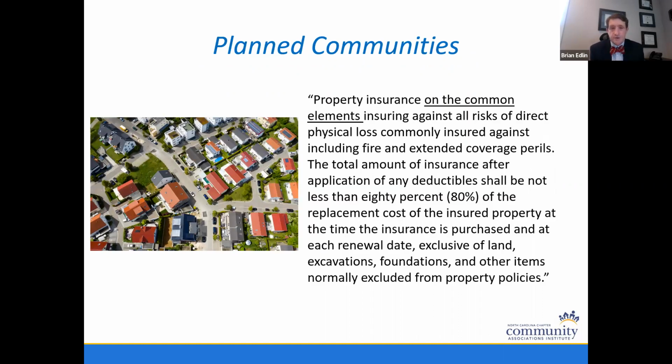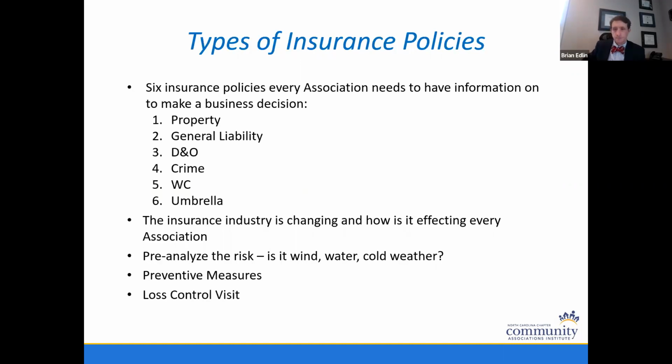This is the statute from the Planned Community Act, which requires property insurance on the common elements, and again, in the amount of 80% of the replacement cost of the insured property. And then the next slide is going to be Andrew Bateman, and he's going to talk about the types of insurance.